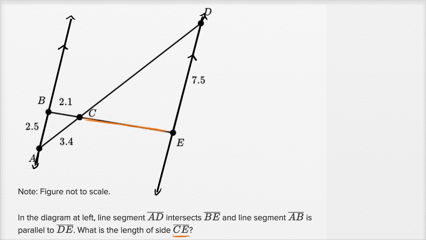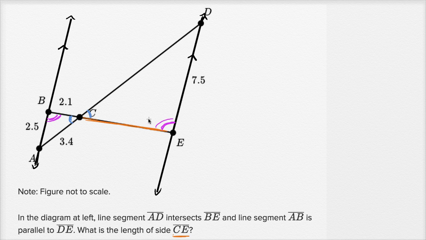similar. Well, the first thing we know is, look, this angle is a vertical angle with this angle, so they're going to be congruent. This angle right over here, if you view segment BE as a transversal of the two parallel lines, is going to be an alternate interior angle to this angle right over here. These are alternate interior angles, so they're going to be congruent.